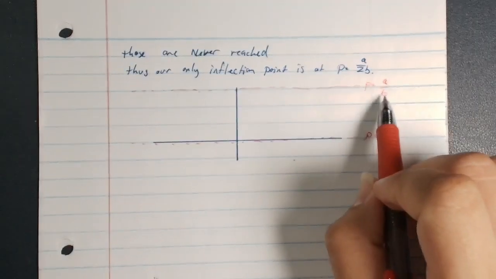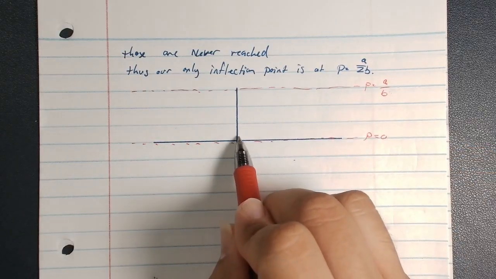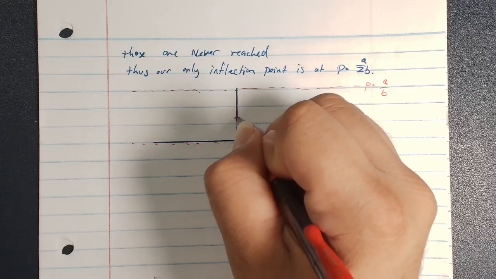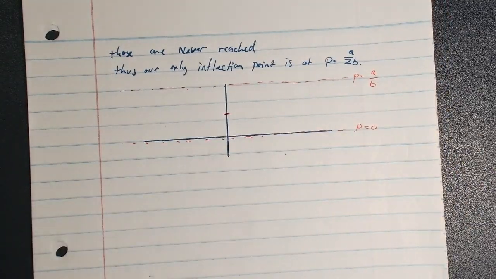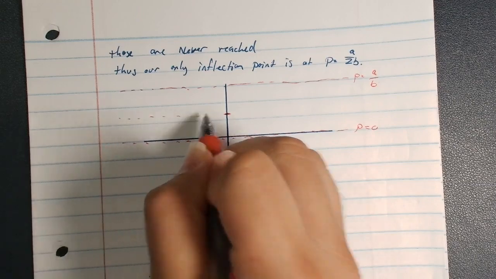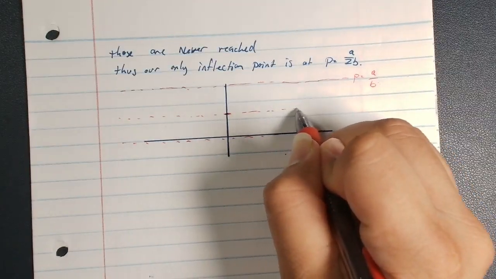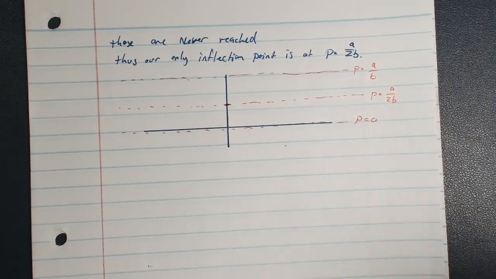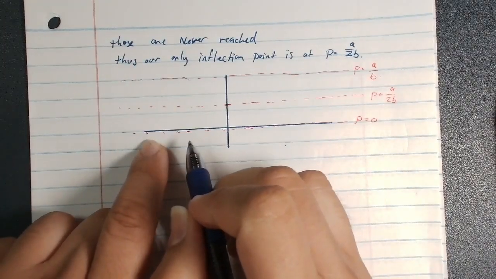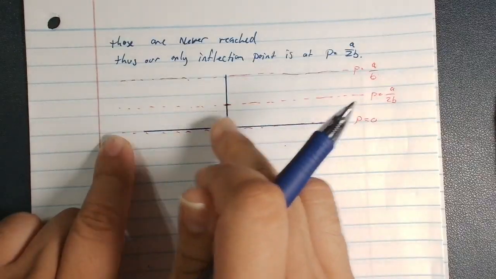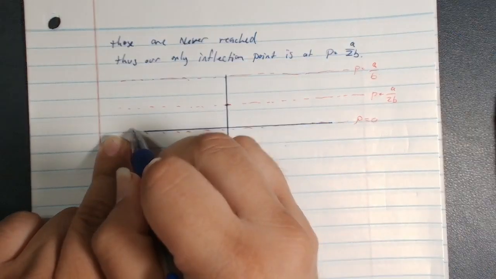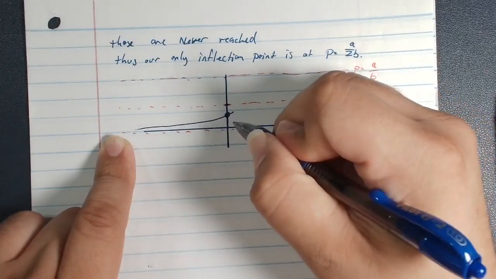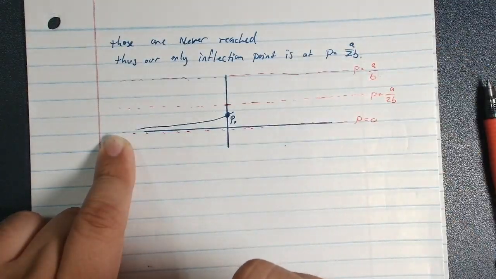Well, A over 2B is just half of this. Halfway between 0 and A over B is A over 2B. That's your halfway point between here and here. So I've got P equals A over 2B. Now our graph will approach this line to the left asymptotically. At time 0, this is our initial population. This is P0 right here.